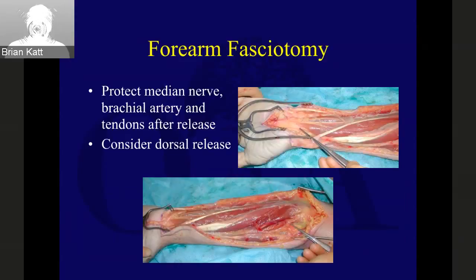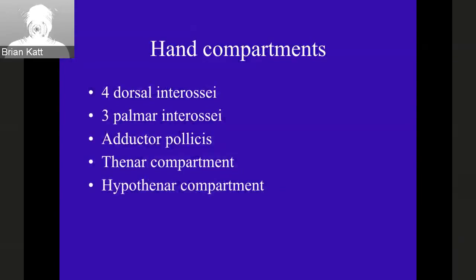And then you're going to look at the dorsal side too and release it there if needed. When you get into the hand, unfortunately, thank God I've never seen a hand compartment syndrome. The one I did was mostly forearm, but extended there a little bit. But there are 10 compartments in the hand, and through 2 to 4 incisions, you can get all of the compartments. So there's the 4 dorsal interossei, 3 palmar interossei, the adductor, which is the hardest one to get to, and then your thenar and hypothenar.